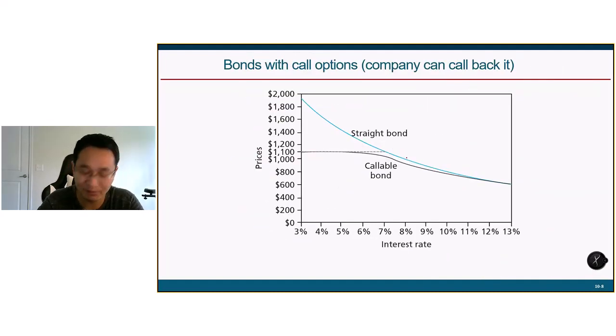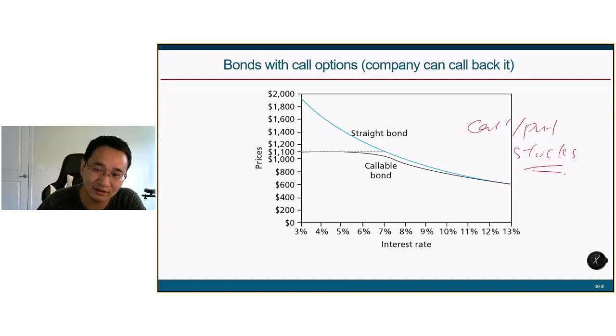The next slide talks about options. We did talk about call and put options for stocks. However, those options for stocks are heavily traded. For a financial institution, something more common would be bonds. They do issue bonds with call options, so this is an example. This is a straight line, no, this is called a straight bond.